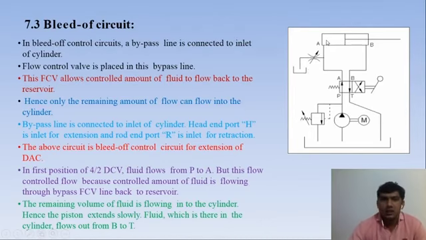So we can also control the hydraulic circuit for extension, and on the right hand side fluid will be passed from B to T and T to the reservoir. In the second position, fluid will be passed from P to B and A to T and T to the reservoir. So the bleed off circuit we can also design for extension and retraction. This diagram is the bleed off circuit for extension because we are using the extension stroke for controlling speed.